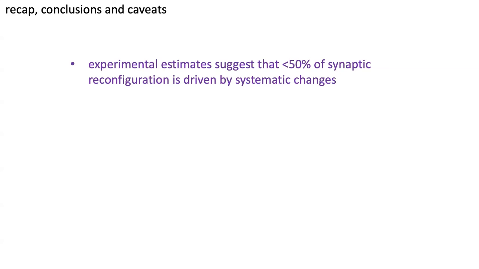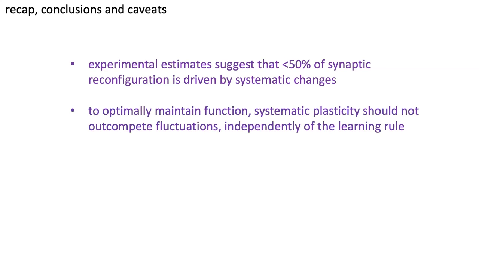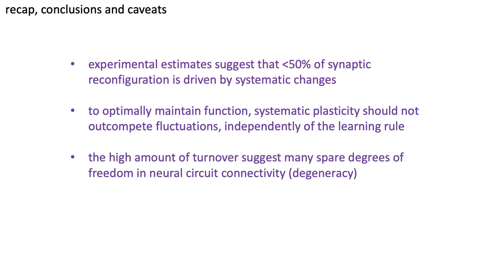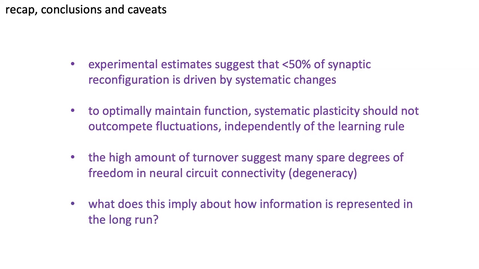So, conclusions for this part. The experimental evidence seems to suggest that less than 50% of synaptic reconfiguration is driven by systematic changes at some type of baseline steady state. And to optimally maintain function, the systematic component should not outcompete fluctuations. And this is independent of the learning law. And this high amount of turnover in turn suggests that there are many spare degrees of freedom in neural circuit connectivity. Right? The fact that these things can wander around, reconfigure, and then the circuit can find some way to fix them without sending everything back where it started suggests there's a huge amount of degrees of freedom, which again shouldn't be a big surprise. But this has interesting implications.